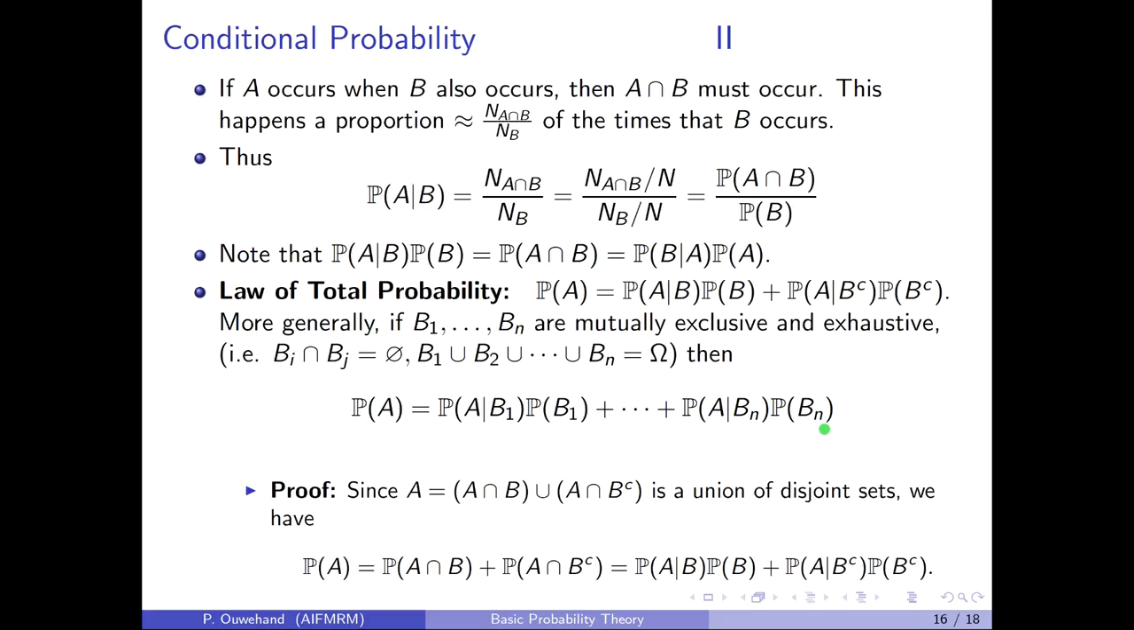We'll give the proof here for the case where n is equal to 2. Since A can be written as follows, A is equal to A intersection B union A intersection B complement, and since these two sets here are disjoint, we see that the probability of A is simply the sum of the probabilities of each of these sets. Now using this rule over here, we see that the probability of this intersection here can be written as follows, and similarly the probability of this intersection here can be written as follows.